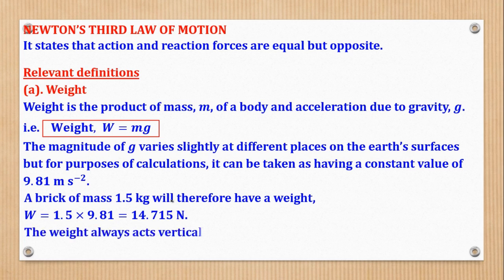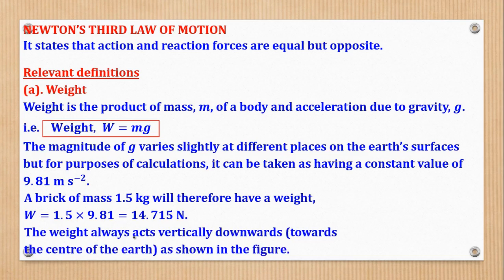So each time you have mass, multiply by acceleration due to gravity to get the weight of that particle. And one thing we need to know about weight is that it always acts vertically downwards, as shown in the figure. So if you have that body, then the weight will be downward. Each time you see a body having a mass, just know that it has weight as one of the forces acting on it.